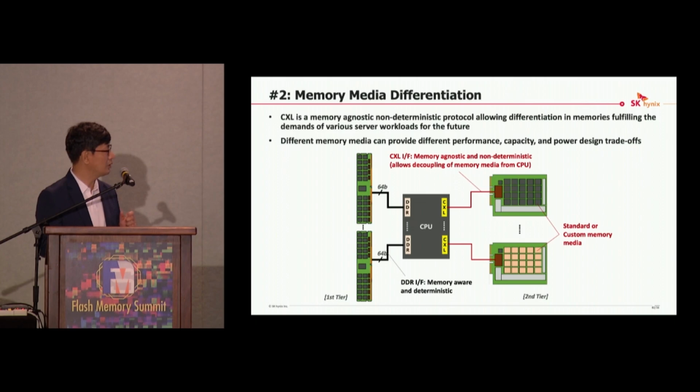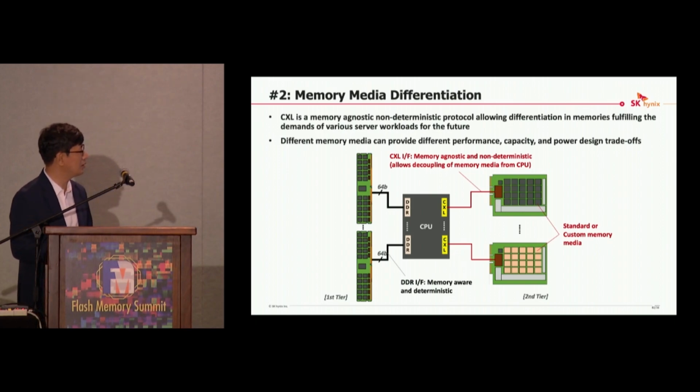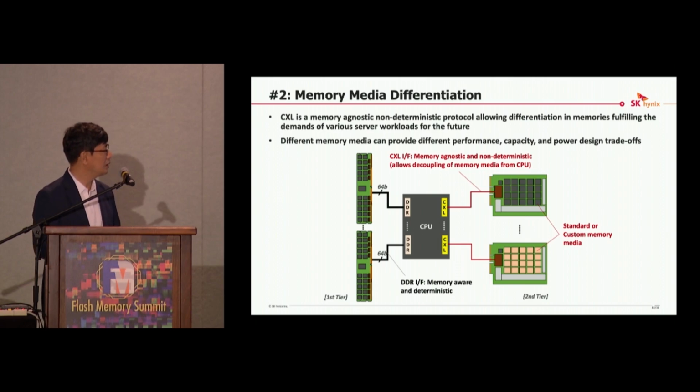In other words, this is very closely coupled to the CPU. It needs to be co-designed from the beginning. On the other hand, CXL interface is a memory agnostic and non-deterministic protocol, meaning that it now allows decoupling of memory media from the CPU, as shown here. By doing this, now we can afford to provide different memory media to our users. We can either choose to have standard memories, such as DDR5, or we can have even custom memory media as needed. And as such, different memory media can provide different performance, capacity, and power design trade-offs.